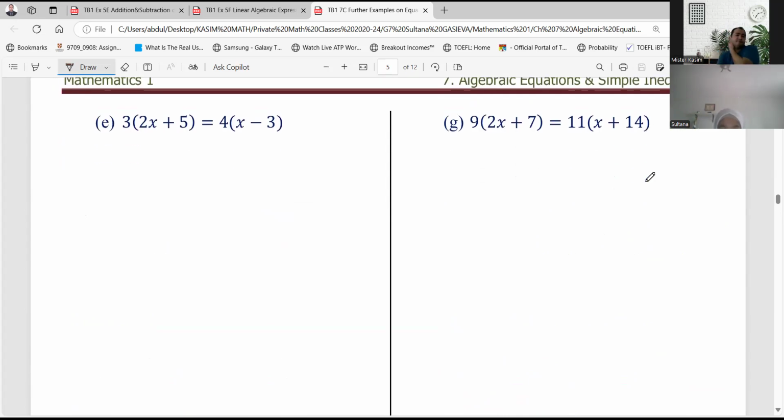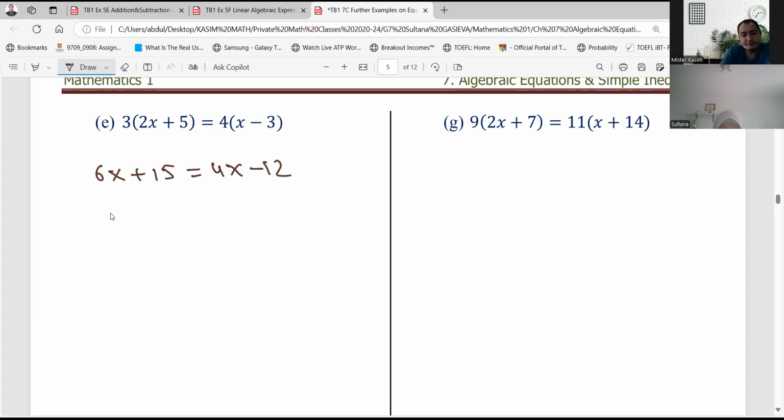E. So 3 times 2x, so 3 times 2, 6, so then 6x. Why do you say I think? So you're not sure. It's a very easy number. Just say that now it is 6x plus 15 equals 4x minus 12, because we know that we have to distribute, right? 15. Okay, next step. Come on.